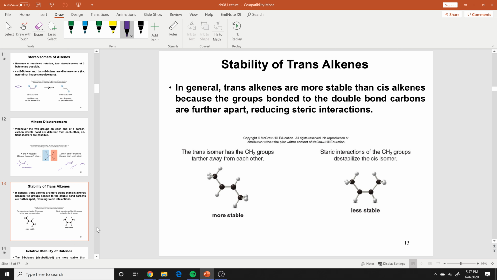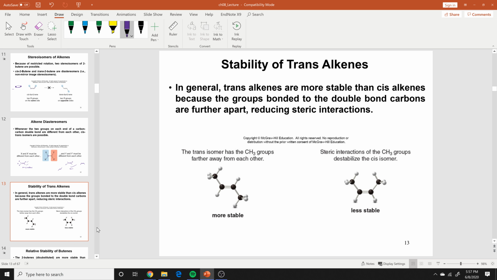Stability of the trans alkenes. Always, if you want to compare different alkene products in your elimination reaction, and you ended up having a trans alkene and a cis alkene, which one is going to be more stable? Well, always remember this: the low energy one is going to be the most stable.